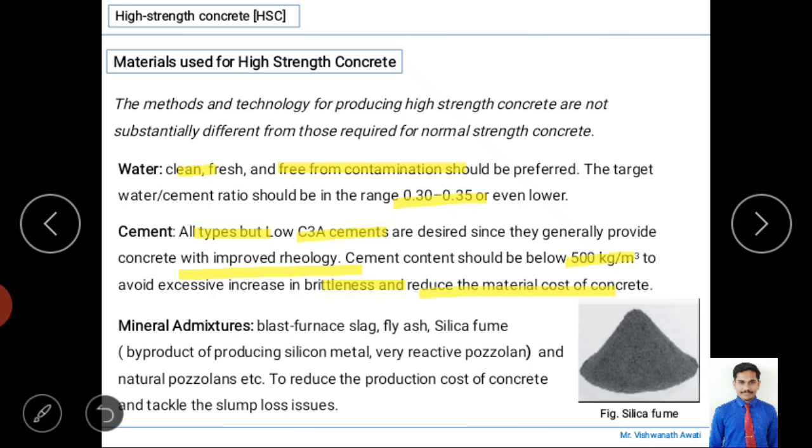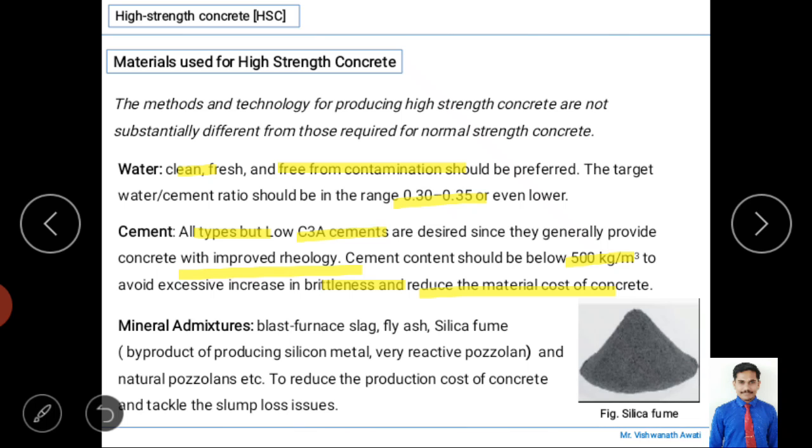Why? Because we know cement makes the heat of hydration. From the heat of hydration, it releases heat as well as carbon dioxide. So we are reducing the carbon dioxide, we are reducing the heat, and we are doing solid waste management by using mineral admixtures. So we'll see what are the different mineral admixtures we are using.